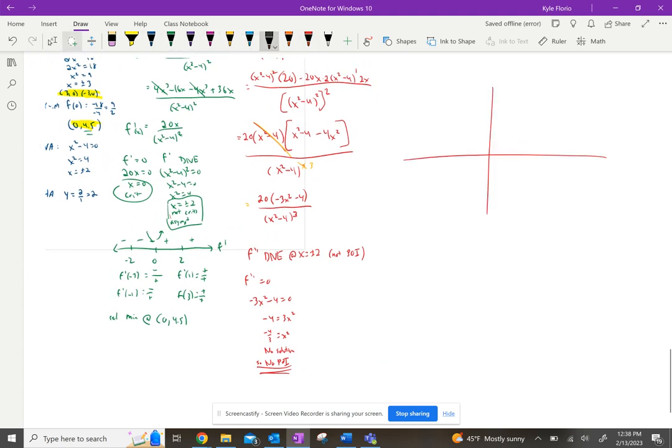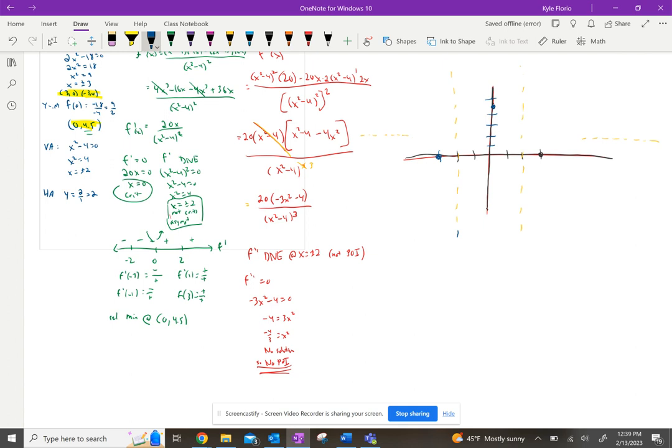So here's my graph. I don't want that to be red. All right, we have 3, 0 and negative 3, 0 as our intercepts, and 0, 4.5 as our y-intercept. At 2 and negative 2, we have asymptotes, so vertical asymptotes. We said we have a horizontal asymptote at y equals 2, so once we get to big numbers, we're going to approach this value of 2.